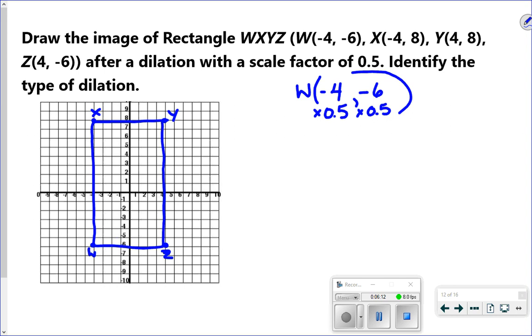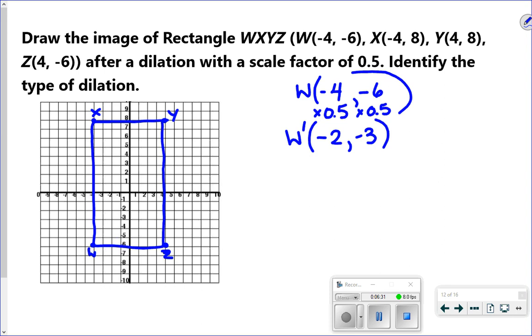Okay. And times 1/2, remember, that's the same thing as divided by 2. So -4 divided by 2 is -2. This is going to be my copy of W. -2, and then -6 times 1/2, it's like -6 divided by 2. That's -3. So I'm going to do the same thing on these other ones.